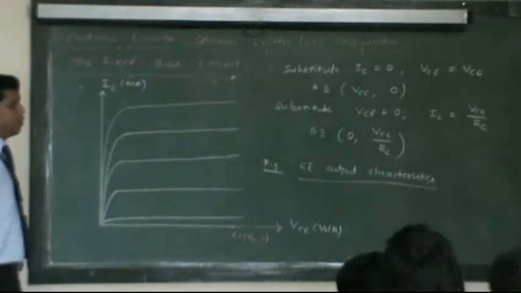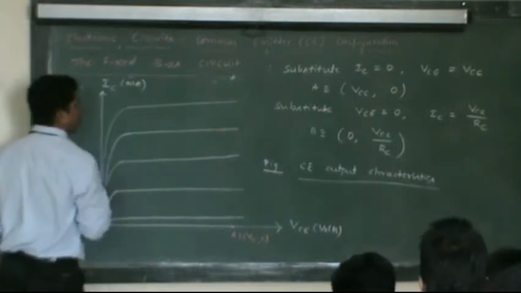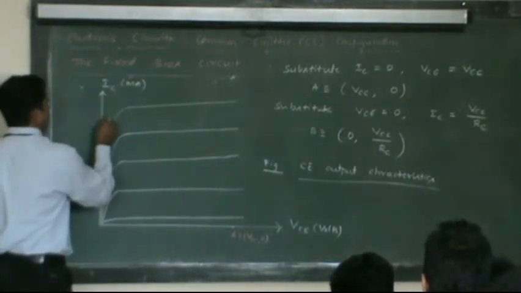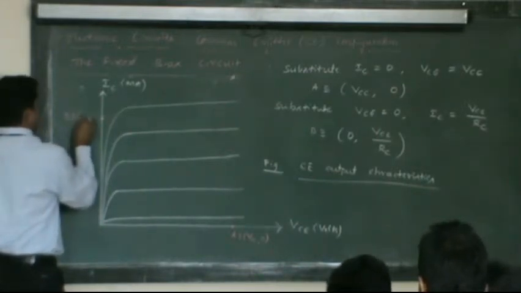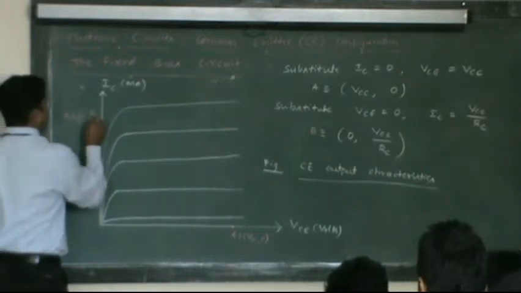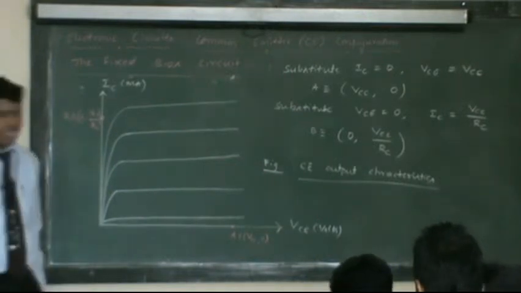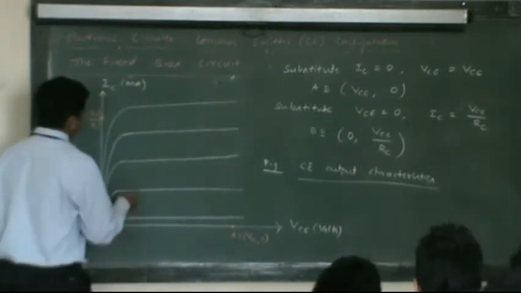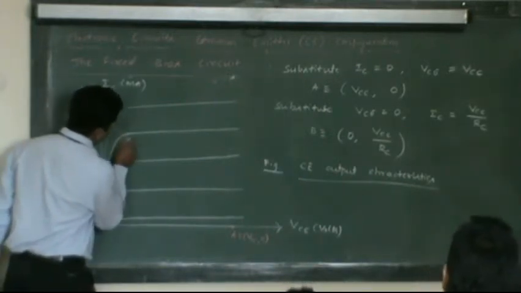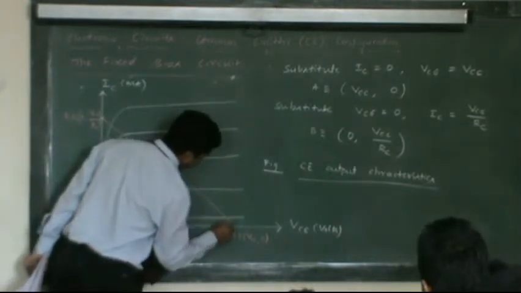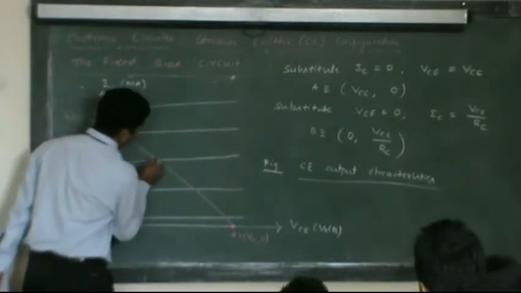Another point is where X is 0, that means it should be on the vertical axis. So that means VCC over RC, maybe somewhere here. I'm just approximating this. This point is B, where X is 0 and Y is VCC over RC. Join these two points, you get a straight line, and this is called load line analysis. Just make a perfect straight line.